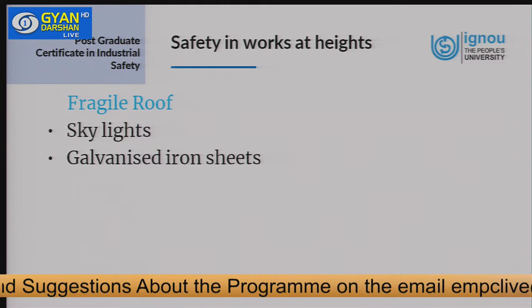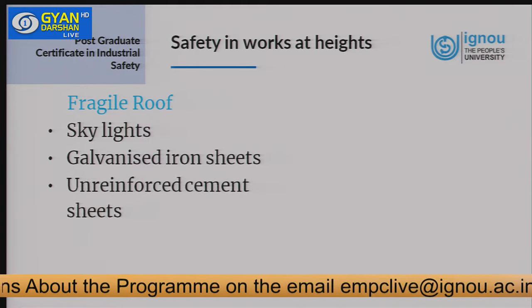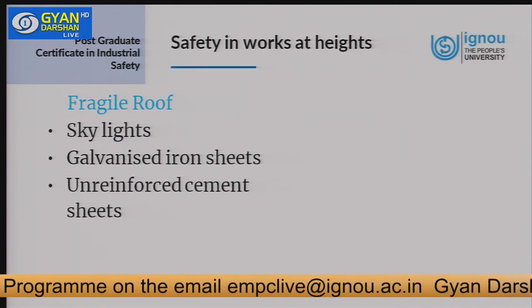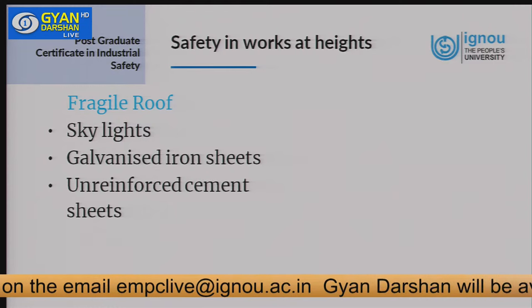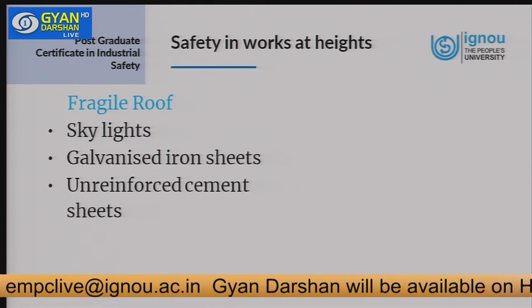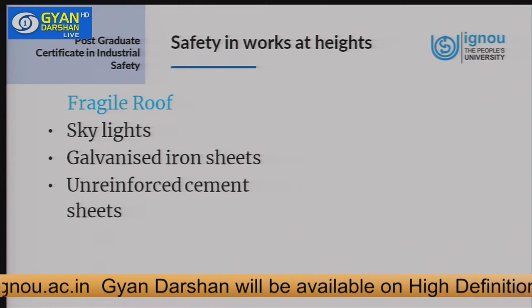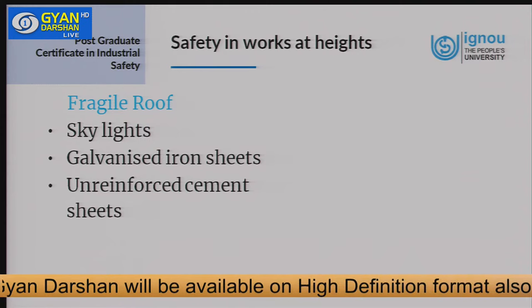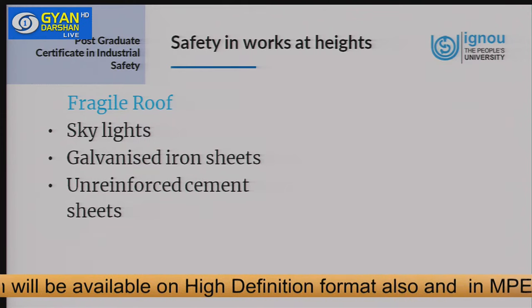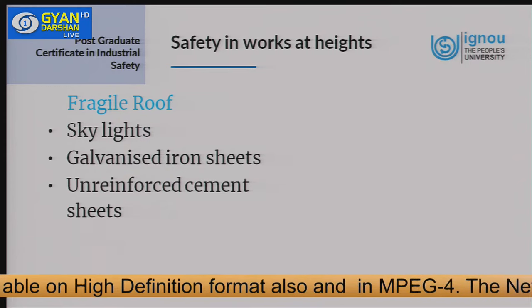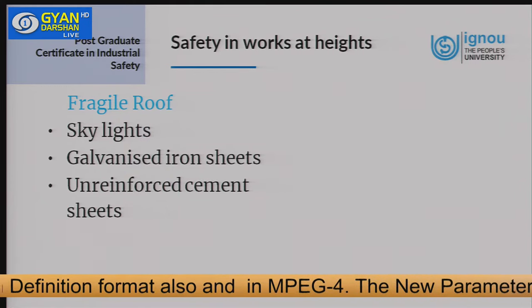We use galvanized iron sheet. Now, there is something called unreinforced cement sheets, which means that it's not reinforced. We don't have an iron material like a concrete structure. We know it is reinforced with steel. But these cement sheets could be without any sort of reinforcement or any sort of steel structure to make it stronger. An asbestos sheet is an example of an unreinforced cement sheet.